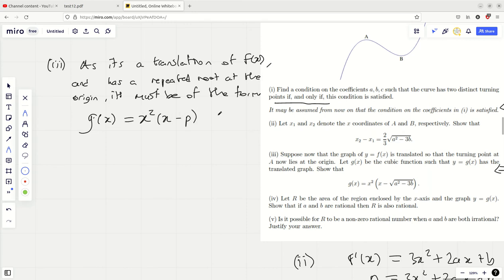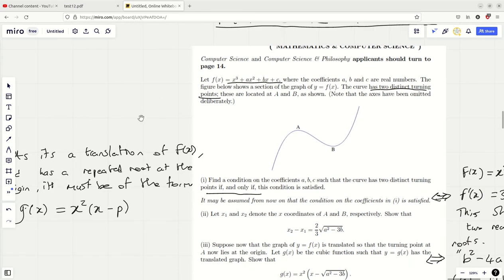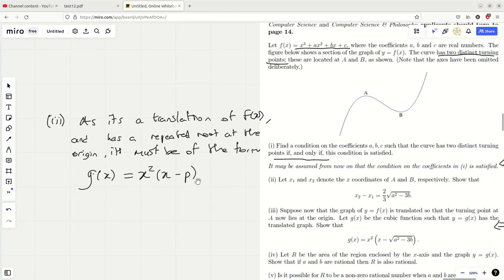Now, I was worried about maybe writing a capital letter down here first, like a x squared (x minus p), but that's not necessary because we know it hasn't been stretched. It was a 1x cubed up here, so it should be definitely of that form. And now we've just got to find p, hopefully, as root a squared minus 3b.